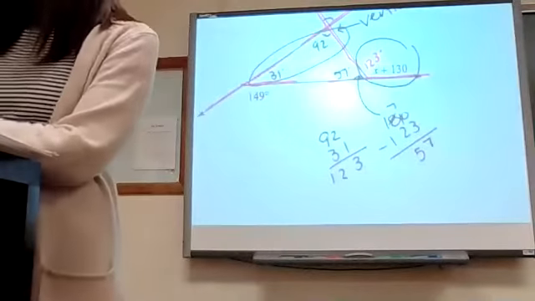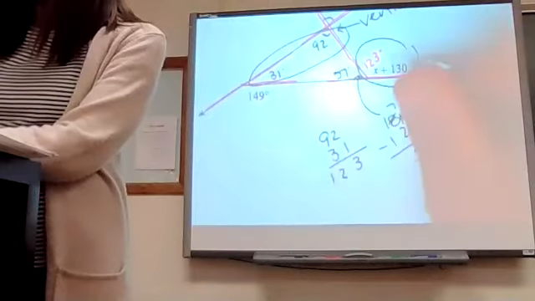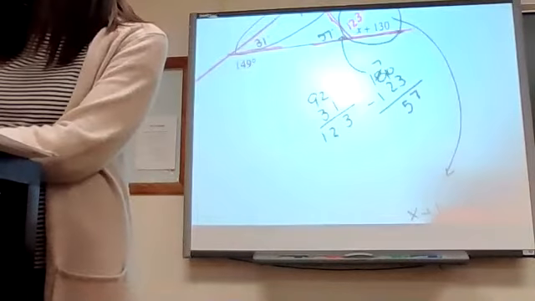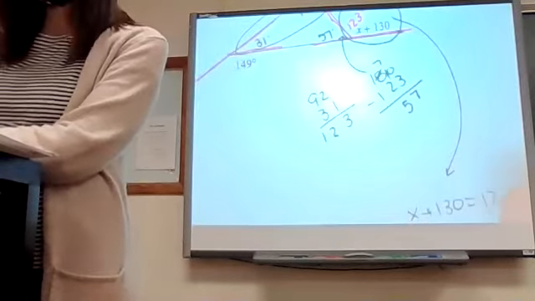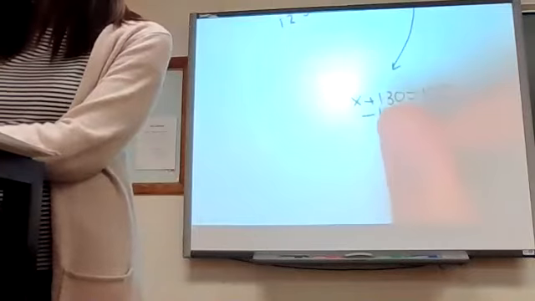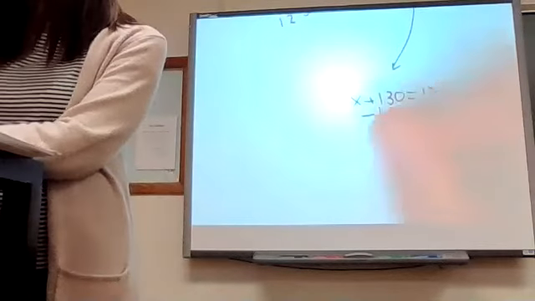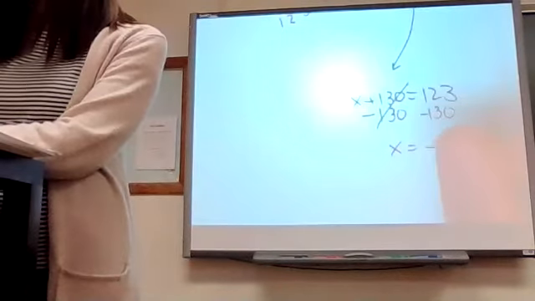Using this line, I know that that's 123. So x plus 130 equals 123. Subtracting 130, x equals -7.